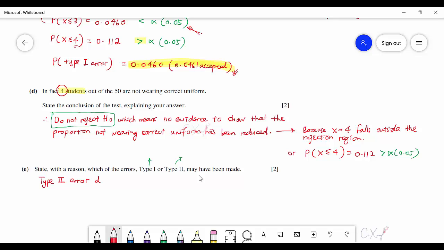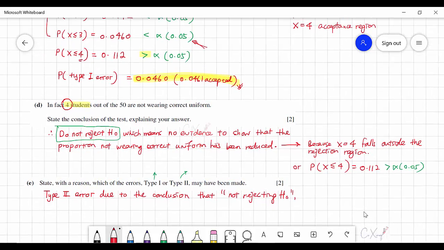So what is the reason? Due to the conclusion that we made in part D, that we are not rejecting the null hypothesis, that's why we might make the type 2 error. All right, so here we end this set of question paper.